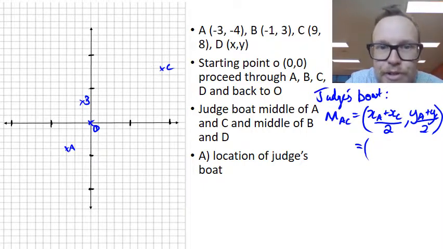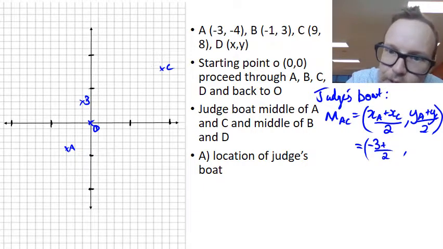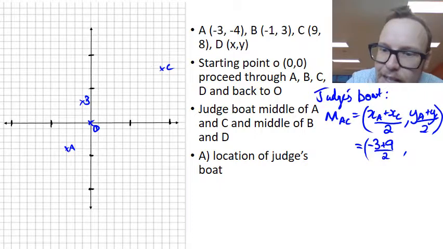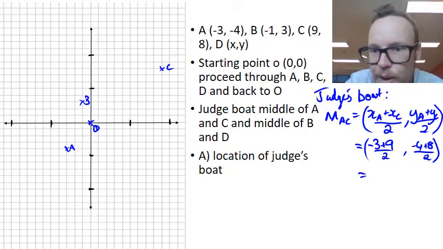So the x value for A is -3, for C is 9, divide by 2. The y value for A, oh sorry, that's B, that was close. The y value for C is 8, divided by 2. And we get the location of the judge's boat.